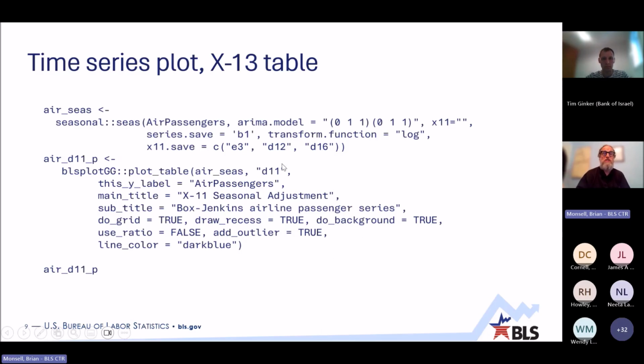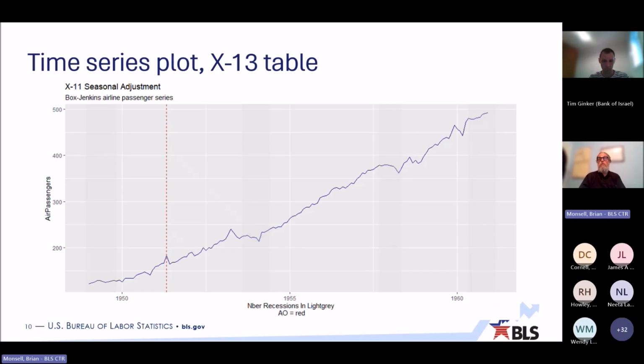The second argument here is the D11 table. So I'm just going to plot the seasonal adjustment, and I've got a main title, a subtitle. Here I'm drawing a recession, but I'm also adding the gray background. By default, ggplot puts in a gray background on every plot. I don't quite like it, but some people do, so I allow you to either turn it on or off. Here you can add indications of an outlier, and here I specify the ggplot object, and here's the actual plot. Notice you've got a grid, you've got a gray background. Here are the lightly graded shadings of the recession, and this red line is an AO.